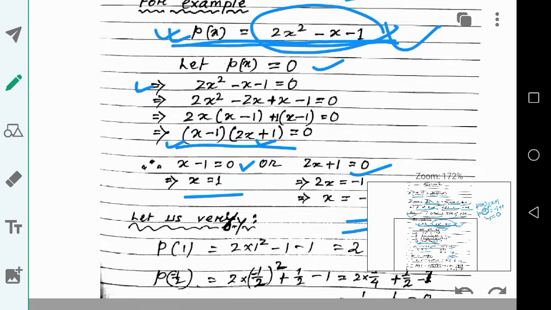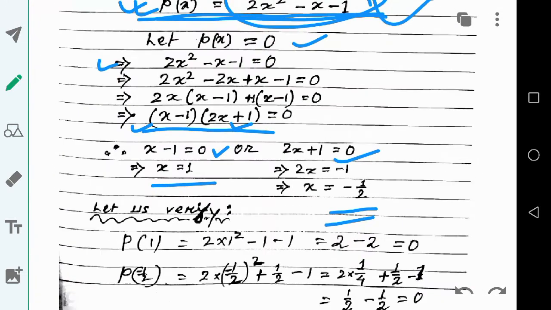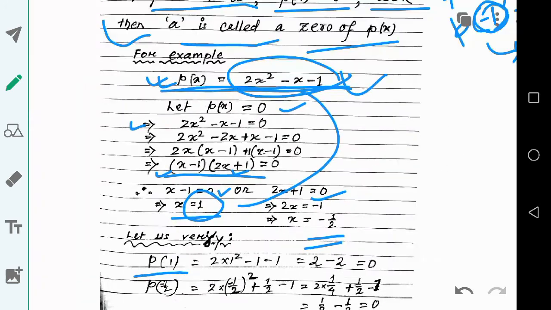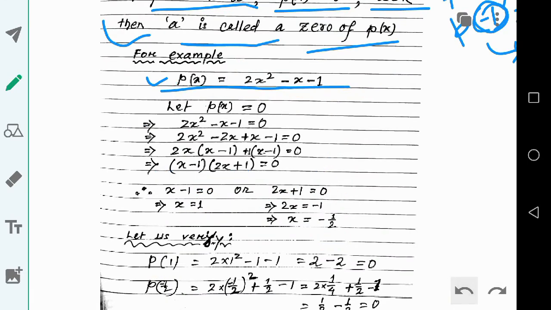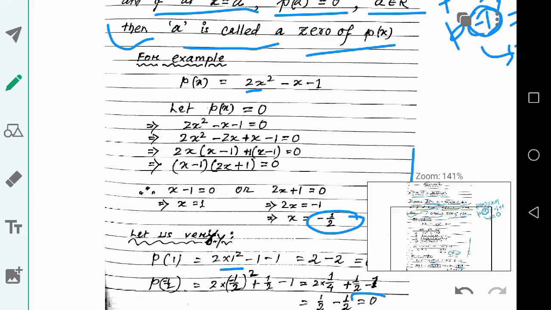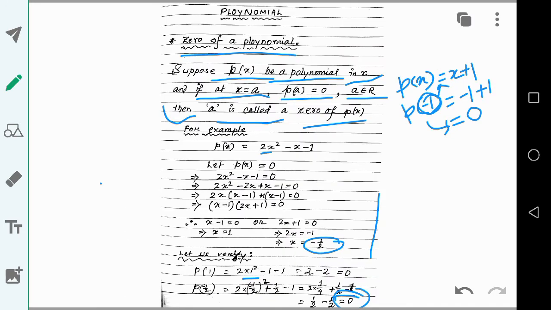Let's verify whether these are correct or not. If you put plus 1 here, that means calculate p(1), then what will happen? Put x equal to 1 in this polynomial, and we get 0. So this is a zero of this polynomial. Similarly, if you put minus half, then also you will get 0 here.